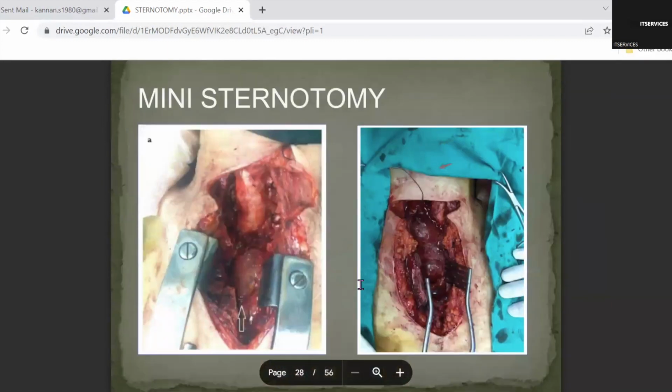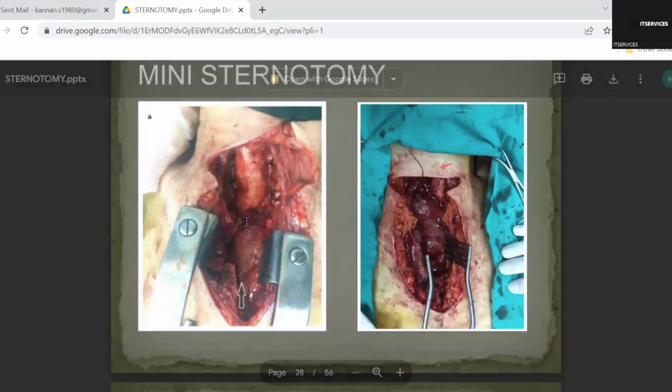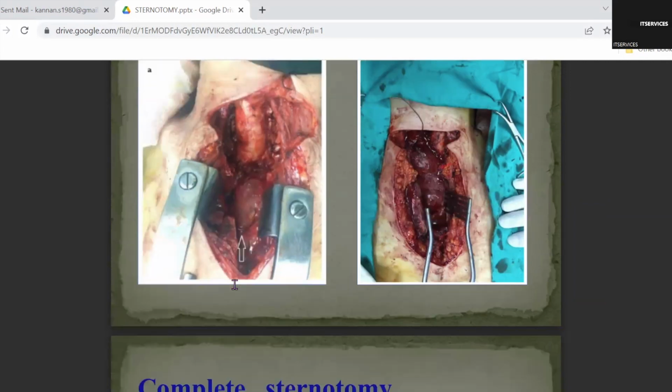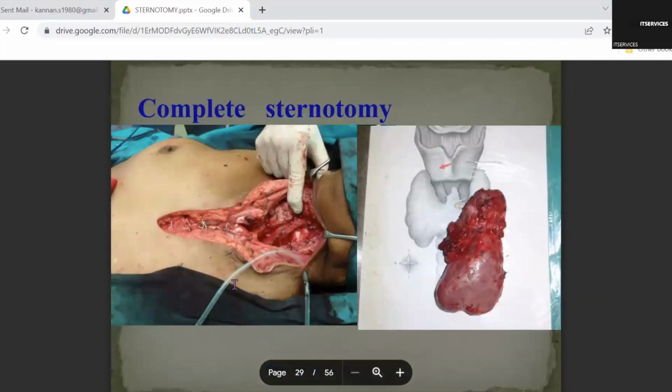So this is what I was talking about, a mini sternotomy. You just cut the manubrium sterni and the third intercostal space, so that you get a space to expose your anterior mediastinum. So this is a complete sternotomy, which we would do normally.